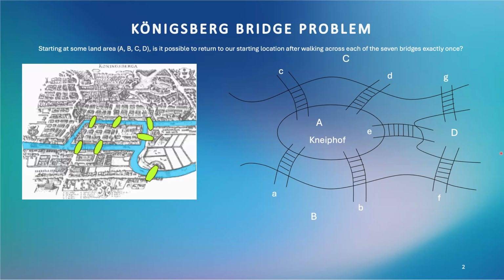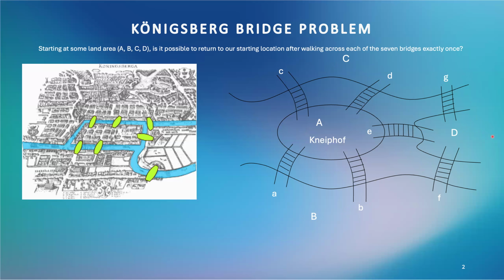In Königsberg, however, island A is connected by 5 bridges, which you can see over here, and landmasses B, C, and D are each connected by 3 bridges. And all of these numbers are odd. This means that the desired walk was impossible.